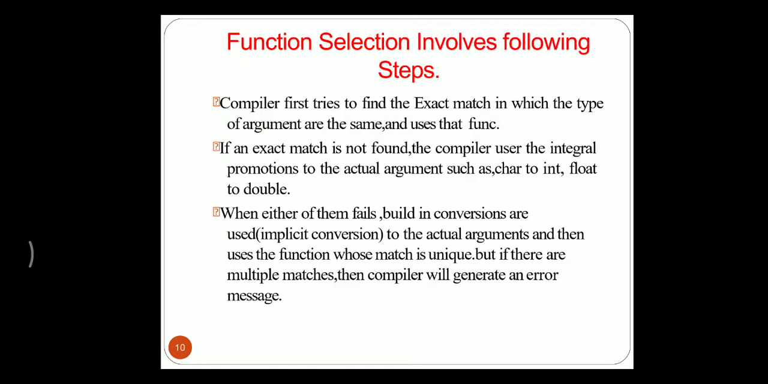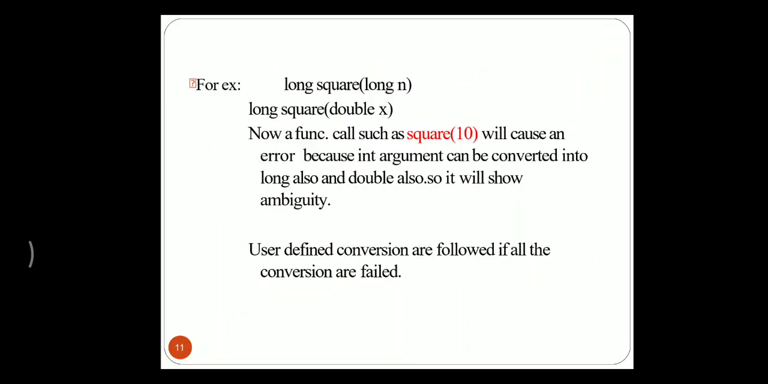And these are the steps involved for selecting a function. First, the compiler tries to find the exact match. It can be that the same name is used for all the functions, so it has to check with the help of arguments. If the exact match is not found, it has to identify based on the arguments, for example, whether it is character, integer, float, or double. If either of them fails, that is, if the argument is not identical and it cannot identify based on the parameters, then it will show a unique message called error.